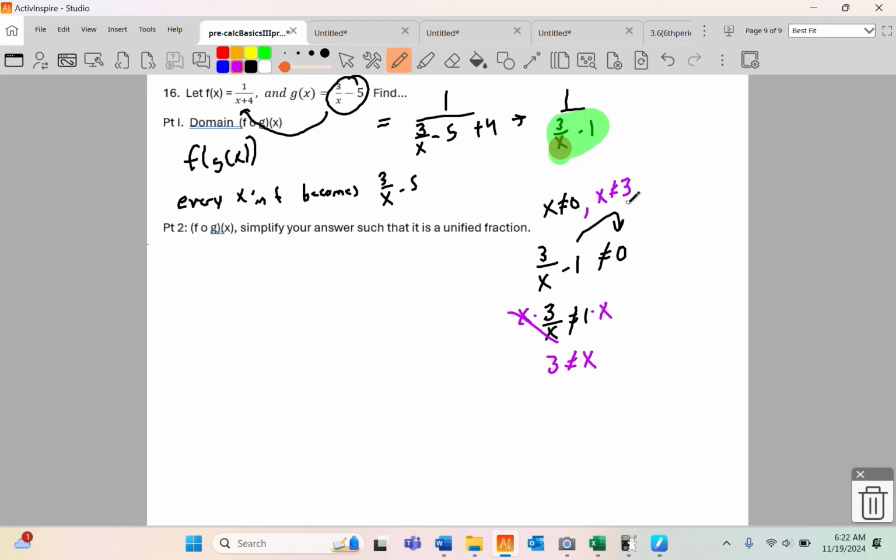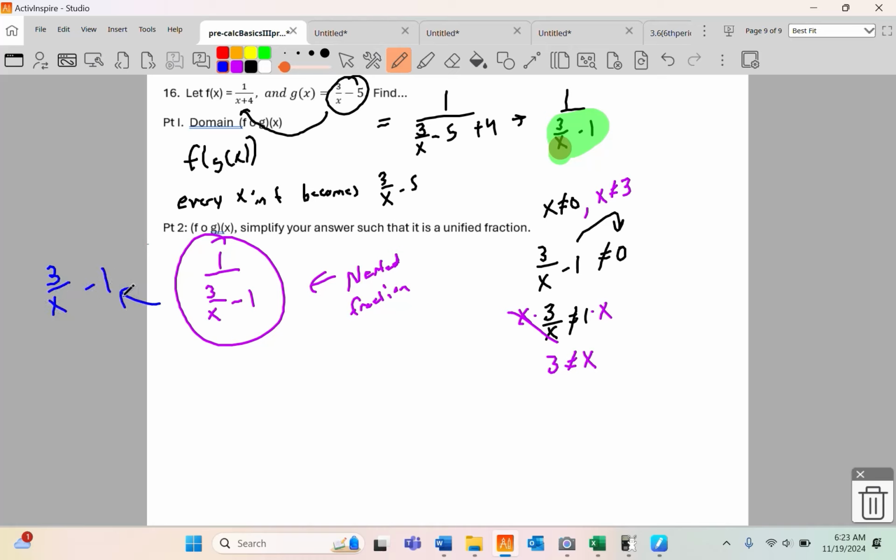All right, now the fun part. The fun part is simplify your answer such that it is a unified fraction. So I'm sitting at 1 over 3 over x minus 1, and I need a unified fraction. I probably should have used better terminology here. The issue is that this thing is what we call a nested fraction, which is a fraction within fractions, and that's kind of ugly. So what we'll do is we'll focus on this 3 over x minus 1. I'm just going to focus on the denominator.